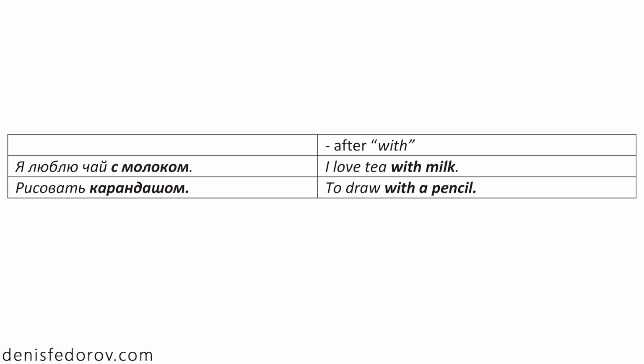So we see here that the instrumental case is used in this "with" context. However, note that in Russian, in this case, we sometimes can omit "with", like in the second example, because in Russian the preposition с, which corresponds to "with", is a little bit different from English. In Russian, it means something like "together", and to use this preposition in "to draw with a pencil" would be incorrect in Russian. So our Russian "with" is a bit narrower.